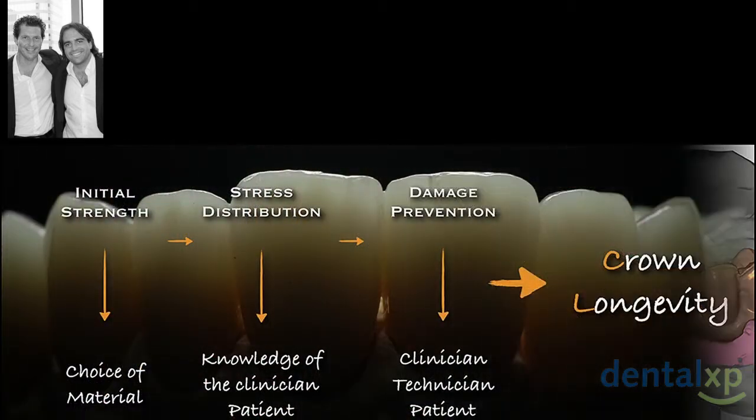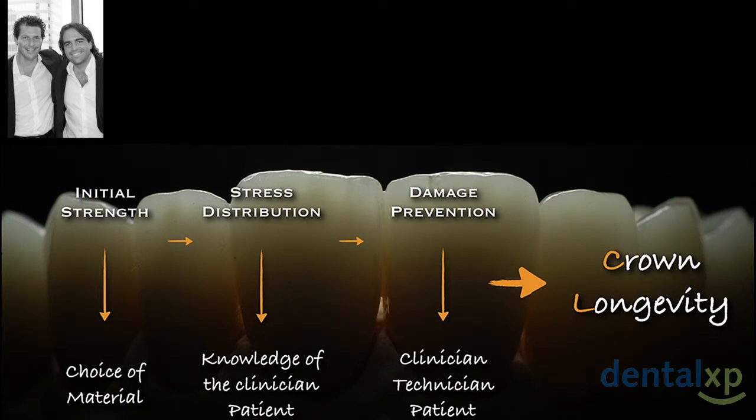What is important for us is for you to understand this slide, because it's not only about the choice of the material that gives you only the initial strength, but it's really how you understand the stress distribution. We discussed the multi-unit abutment, so the knowledge of the clinician and the knowledge of the technician is very important. The risk evaluation of the patient, whether the parafunctional or biomechanical risk profile is high or low, is completely different.